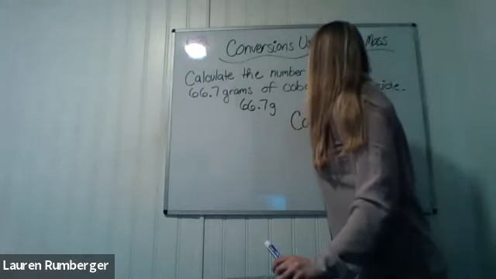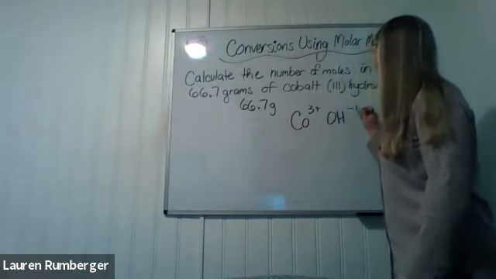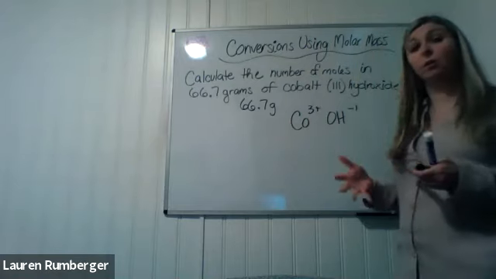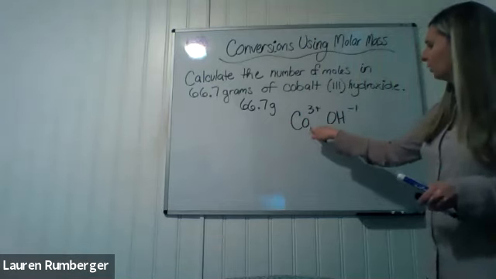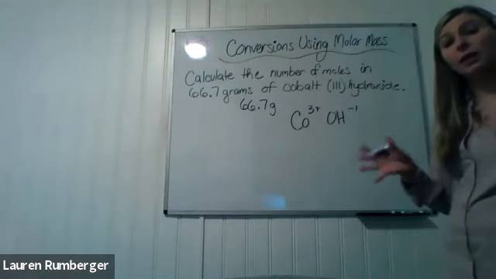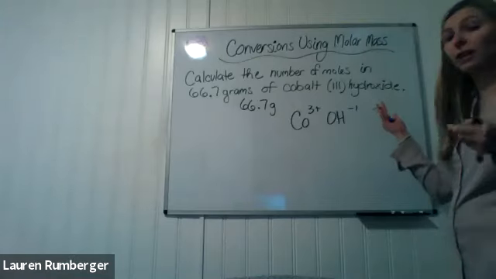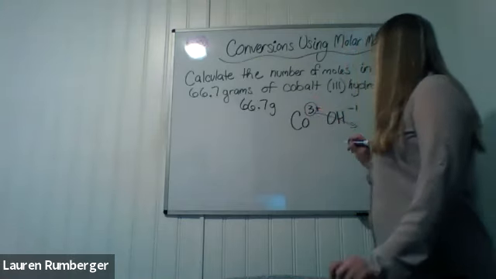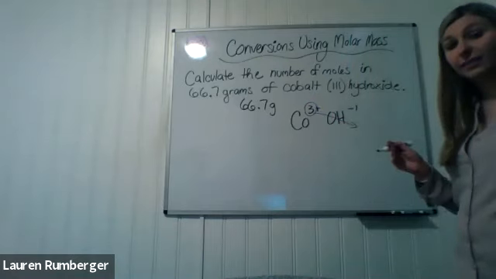So we have cobalt with a +3 charge, hydroxide with a -1 charge, okay? So subscripts that are not written are always assumed to be 1. So if we were to cross over this, you would not write the subscript 1. So that's why I say only cross over the charges that are greater than 1. So we're going to take this 3, cross it over, and it's going to become the subscript for the hydroxide.